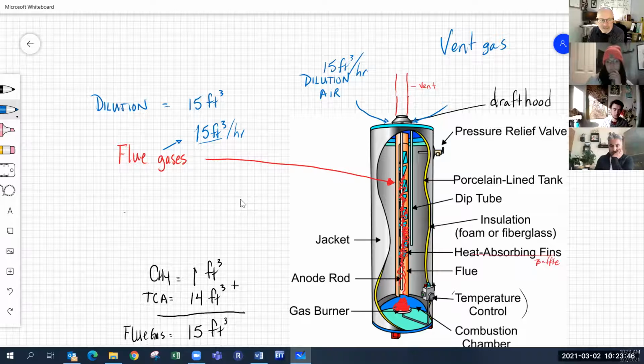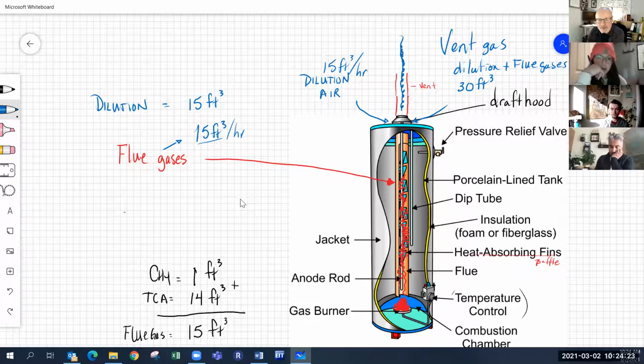And my vent gases are dilution plus flue. So my vent gases are 30 cubic feet. And that's 30 cubic feet of gases rising up through the vent every hour. Or, excuse me, for every 1 cubic foot of natural gas burned.